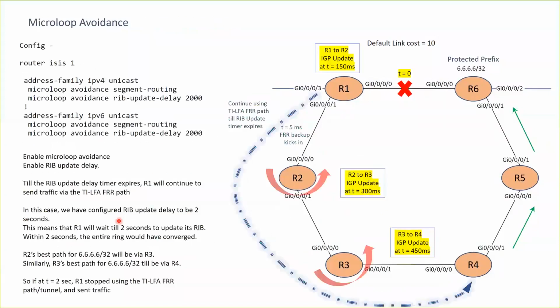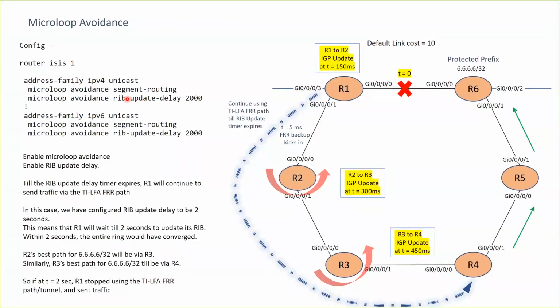What you do is, on R1, you pre-calculate a time. As a network designer, you need to know how much time your network will probably take to reconverge till the PQ node. I have kept it as 2 seconds. Assume I know that in this case 450 milliseconds is good enough, but I have kept it as 2 seconds just in case it takes more. So this is the RIB update delay.